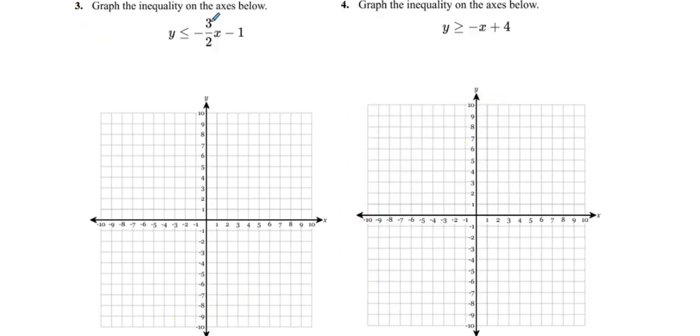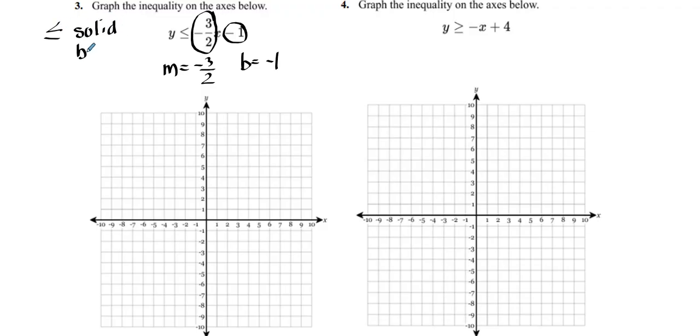Similarly, let's find our slope. The number in front of my x is -3/2, so m is equal to -3/2. My b value right here is -1. Because it is less than or equal to, it will be a solid line. But because it has a less than, it is going to be below.